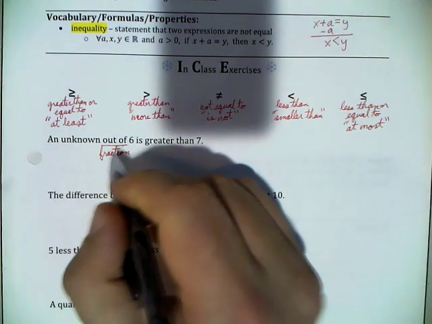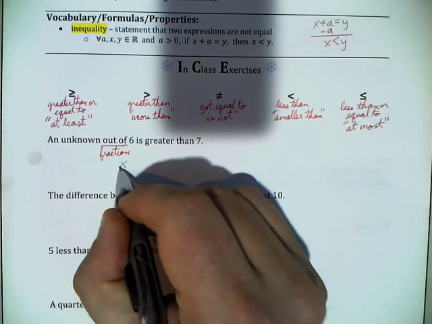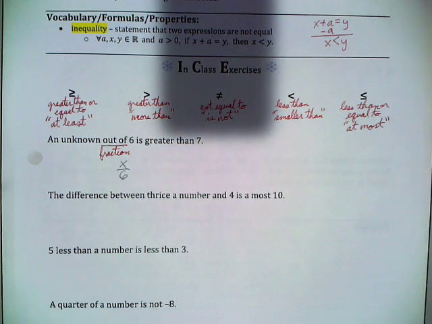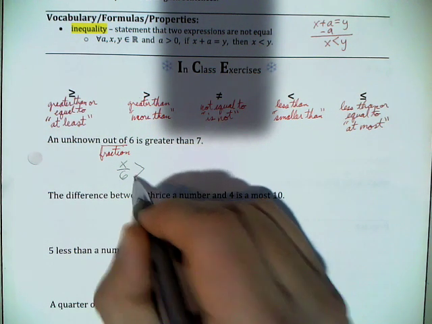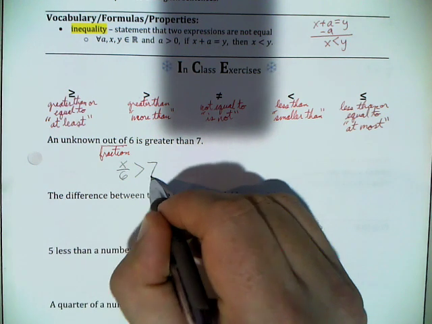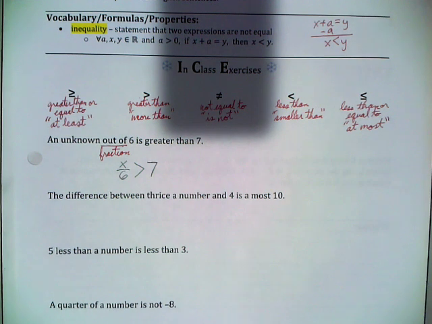So I've got that unknown out of 6. That's going to be x over 6. So x over 6 is greater than 7. And there's our first one.